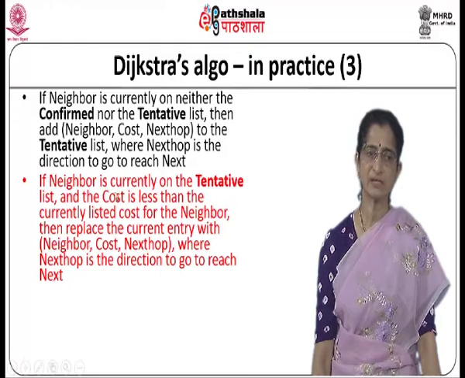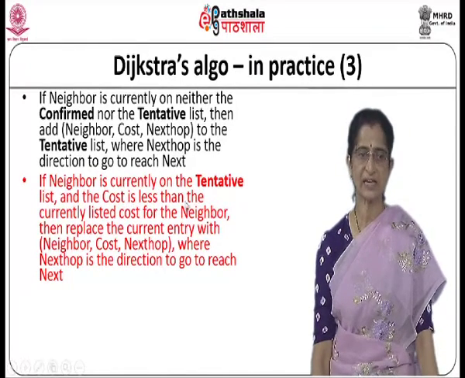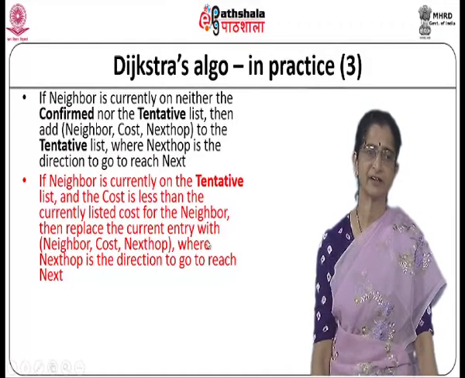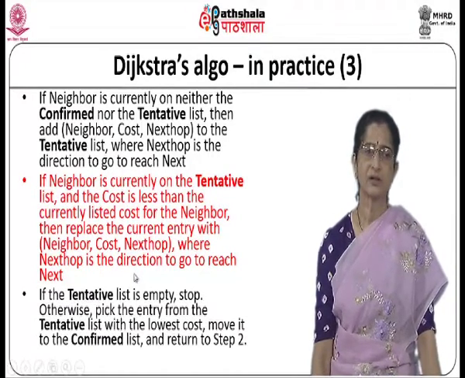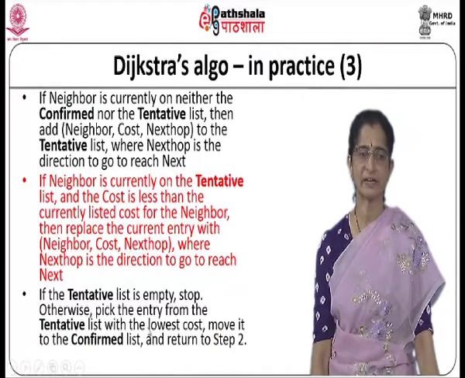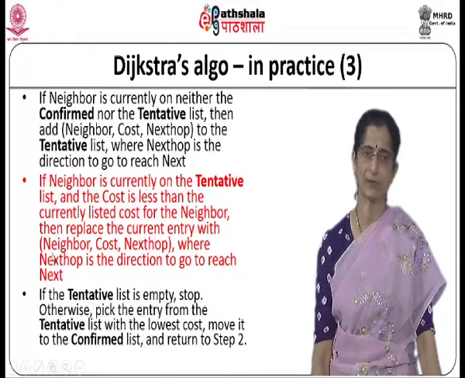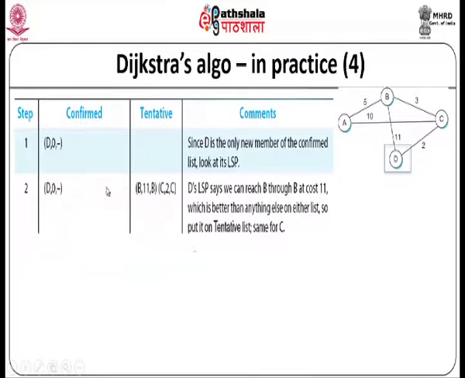Okay. If the neighbor is currently on the tentative list and the cost is less than the currently listed cost for that neighbor, then you replace the current entry with this new entry, neighbor, cost, next hop, where next hop is the direction to go to reach next. Okay. And once the tentative list becomes empty, we stop. Otherwise, you pick the entry from the tentative list with the lowest cost, move it to the confirmed list and return to step 2 and keep repeating this process. Okay. So we look at how this is done with this confirmed and tentative list.